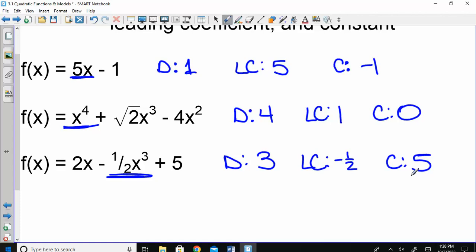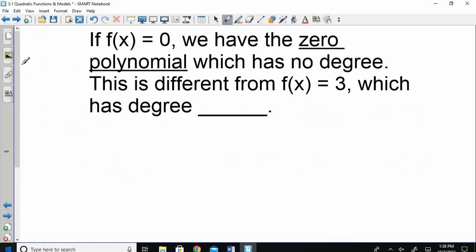Is that stuff okay? Just getting used to some of the terminology. One thing to note, if your function is just 0, we call that the zero polynomial, and it technically has no degree. Degree is the highest power of x, but if I put 0, isn't that the same as 0x, and the same as 0x squared, and 0x cubed, and I can keep going forever? So if it's just equal to 0, we can't have a degree because it could be any power of x. So if it's just 0, there's no degree.